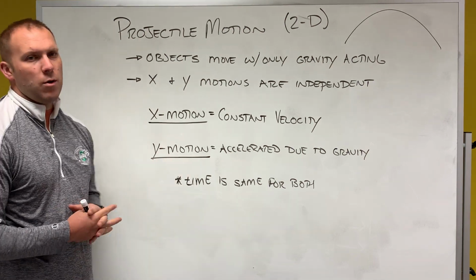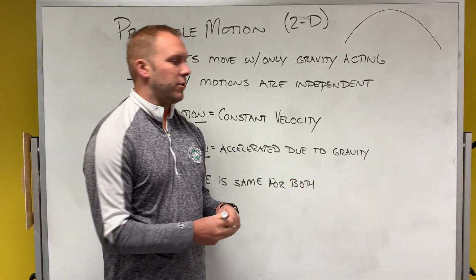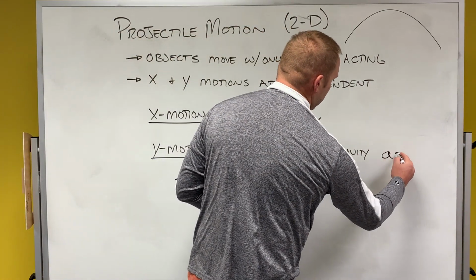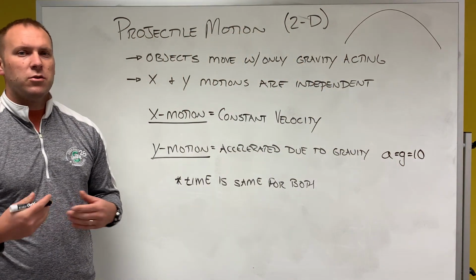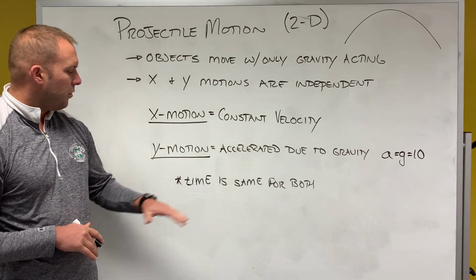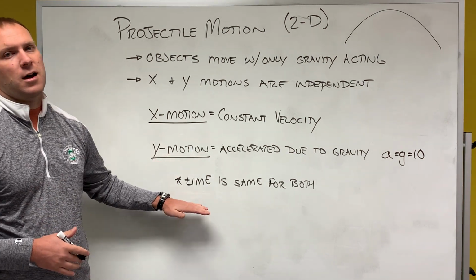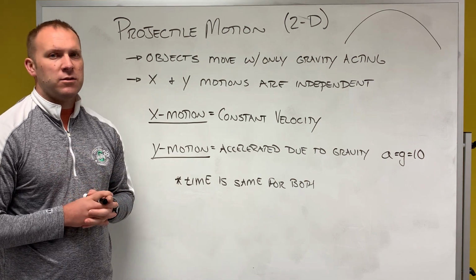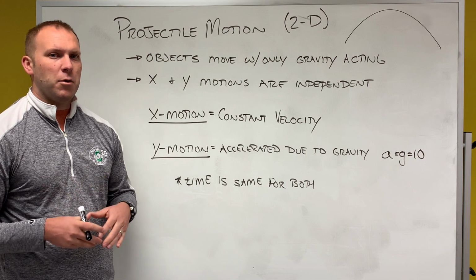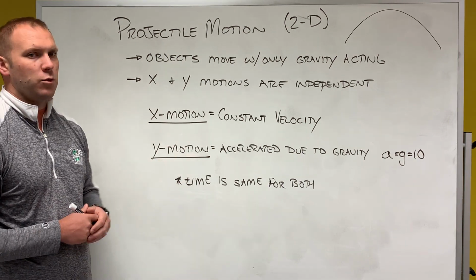The Y motion, however, is going to be accelerated, and it's going to be accelerated due to gravity. So our acceleration is going to be little g, which again is 10 meters per second squared. The one thing that we can take back and forth between both our X and our Y motion is time. Time is the same for both my horizontal motion, which is the X, and my vertical motion, which is the Y.